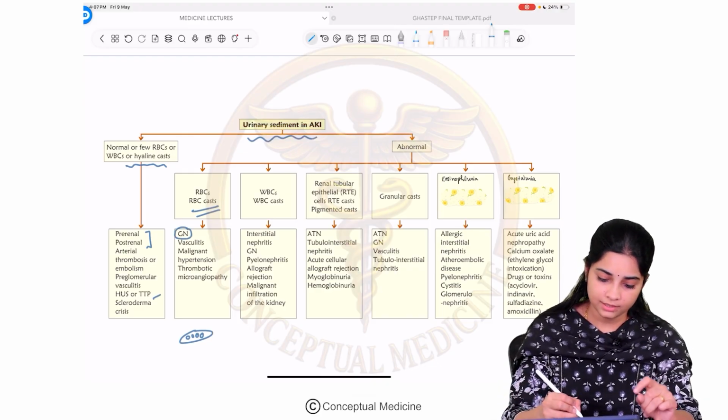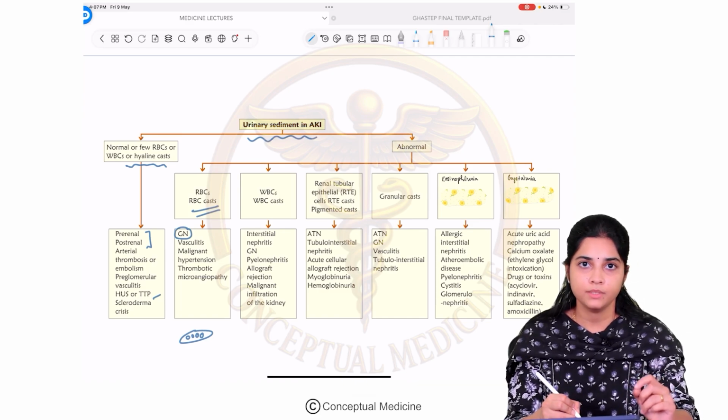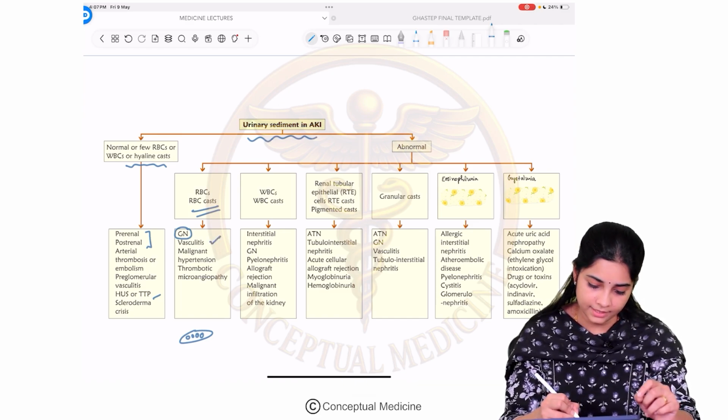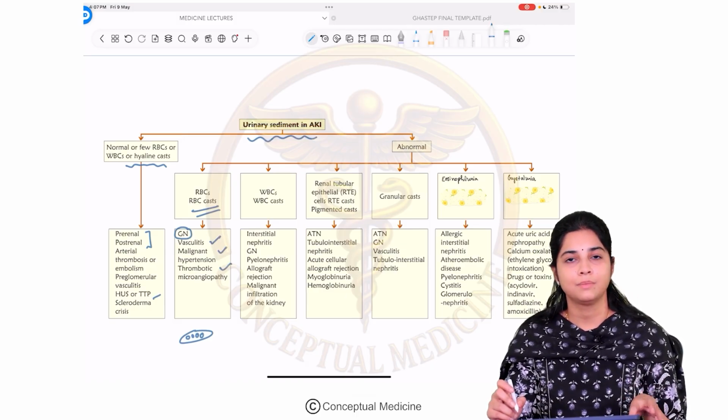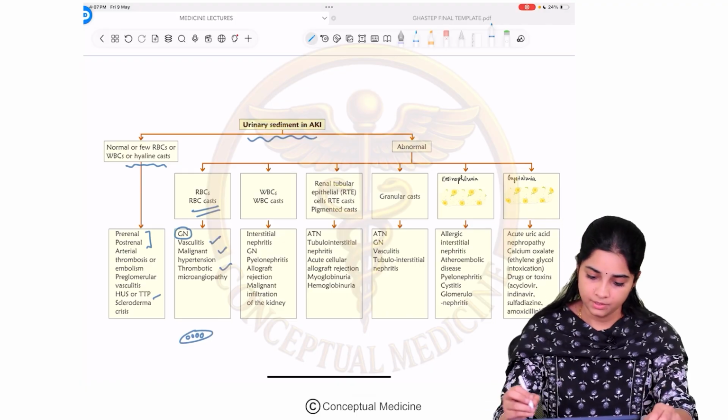Apart from this, what are the other conditions which can be associated with an RBC cast? You have vasculitis, malignant hypertension and TMA.